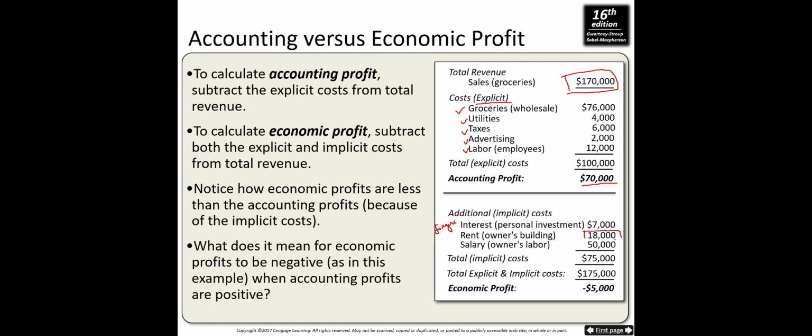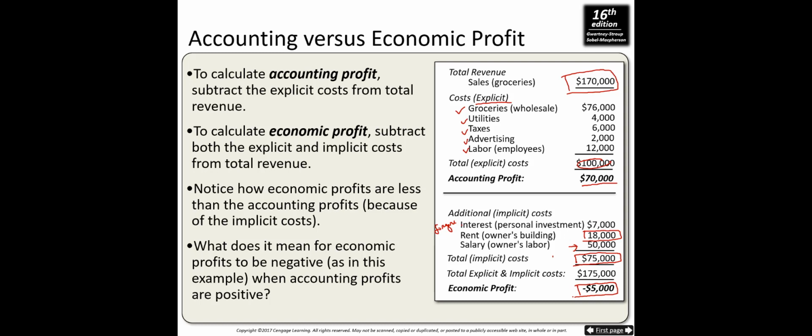This is an implicit cost. You're not paying it from your pocket, but since you use your own building, you give up the rental income. And also you could have found another job if you were not doing your own business, let's say you could work as an accountant, and that is 50K too. So 7,000, 18,000, 50,000, another additional $75,000 you are giving up by doing the business. Total explicit and implicit cost, 100 from explicit and then 75 from implicit. Look what happens. You're actually making a bad decision because you are losing 5,000.